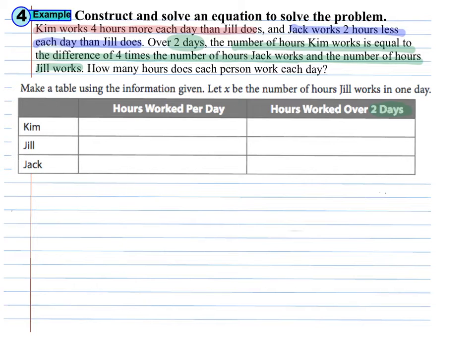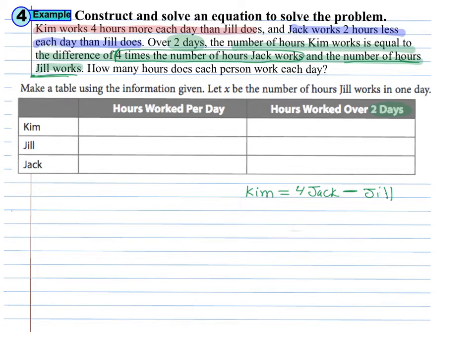So what they're telling us in that green equation is basically the number of hours Kim worked. So we have Kim is equal to, they say, the difference. So something's being subtracted. Let's see what is going to be subtracted. They said the difference between 4 times the number Jack works, so that's one thing, 4 times Jack, and the number of hours Jill worked. So minus Jill. That's the equation that we're going to be using. We will need to figure out what Kim's equation is, what Jack's equation is, and what Jill's equation is.